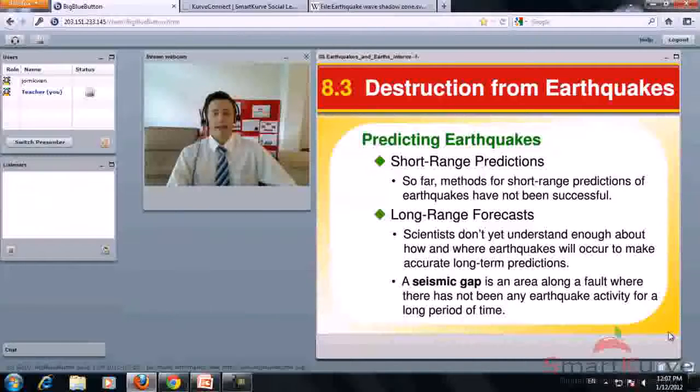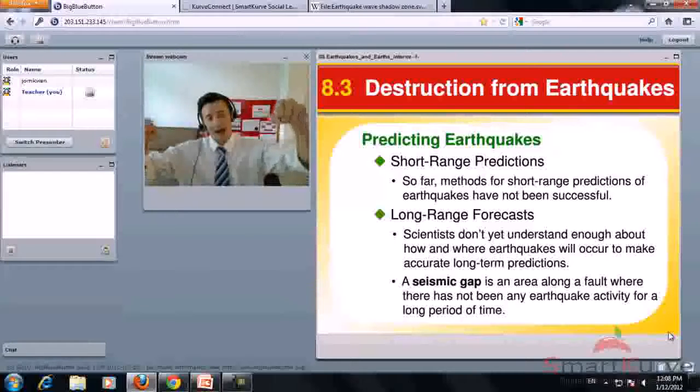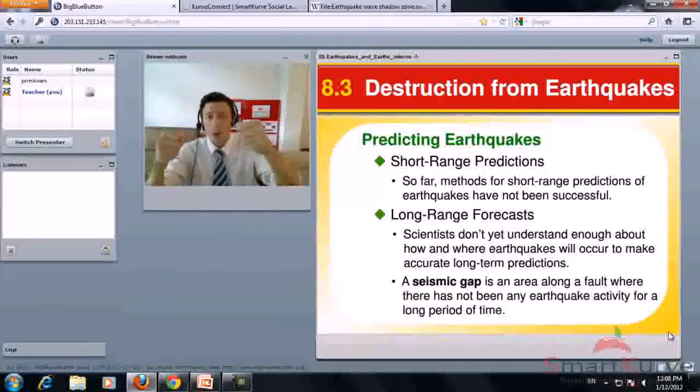The seismic gap is an area along a fault where there has not been any earthquake activity for a long period of time. Remember what I said earlier in the presentation about how the pressure builds up and all of that elastic potential energy breaks out at once. So the longer we go with no earthquake, the more powerful the earthquake is going to be. The longer the seismic gap, the more powerful an earthquake we get.